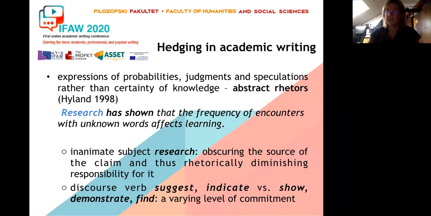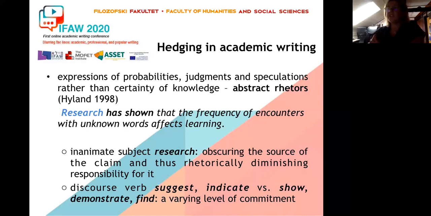Also, what is interesting is that we have discourse verbs like suggest and indicate, which are opposed to show, demonstrate, and find in the degree of commitment to the claim made. So we might assume in this sense that the background knowledge of a speaker is used to interpret the situation and is treated as a kind of evidence which underlines the speaker's epistemic evaluation of the strength of commitment. But we have inanimate subjects which diminish this influence of the commitment, right?